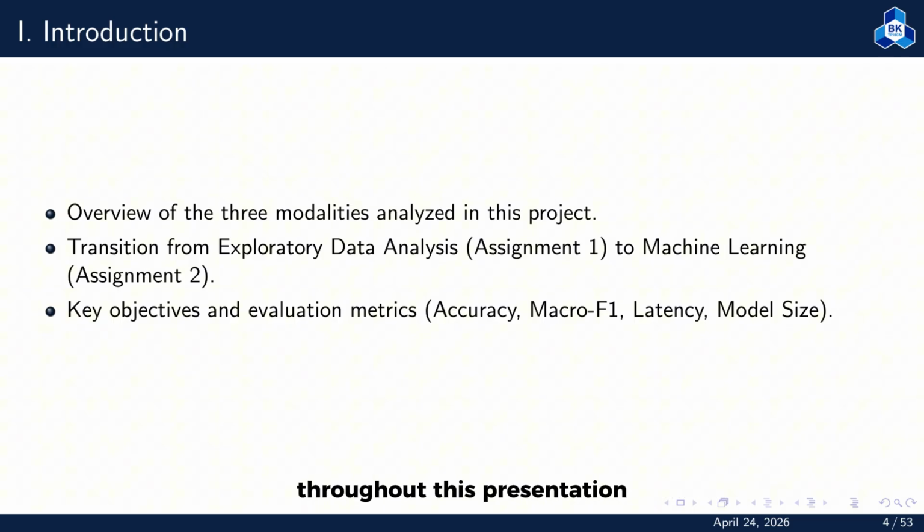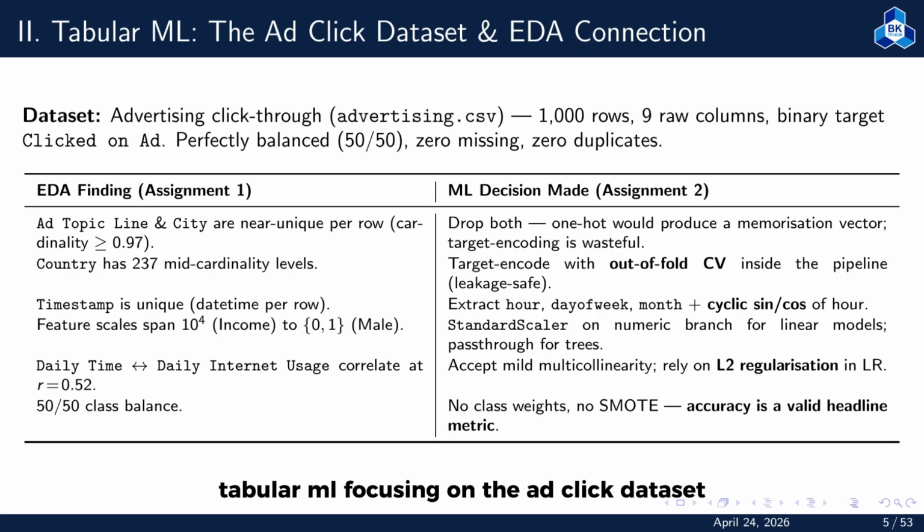Throughout this presentation, our key objectives will be evaluated using metrics such as accuracy, macro F1, latency, and model size. Let's begin with our first section, tabular ML, focusing on the ad-click dataset. For the tabular modality, we worked with the advertising dataset: 1000 rows, 9 raw columns, and a binary target, whether a user clicked an ad. The data is clean, perfectly balanced 50/50, with 0 missing values and 0 duplicates.